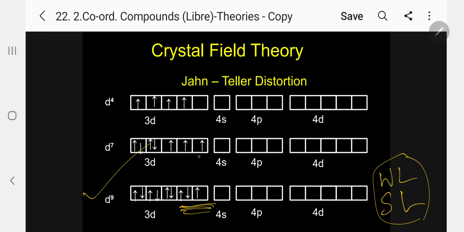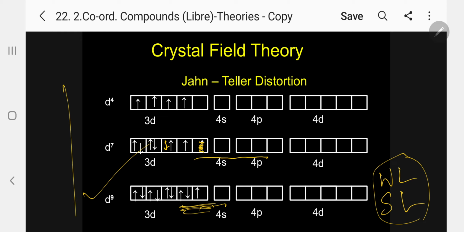Kindly follow. In the case of weak ligand, there is no pairing. Only in the case of strong ligand, the pairing takes place. That's why one orbital is empty, so dsp2 is forming. So in the case of here, whether it is strong or weak, there is nothing pairing. So unsymmetrical. Kindly follow. So let me finalize now.